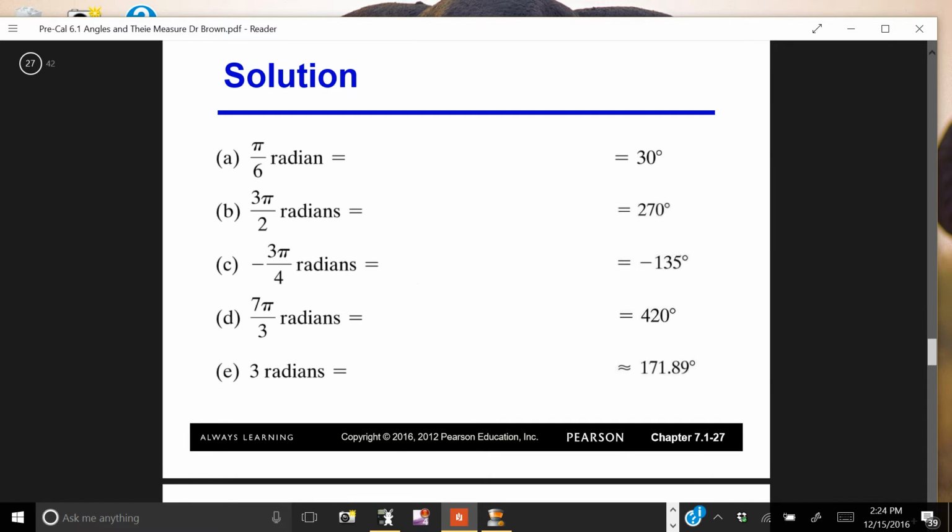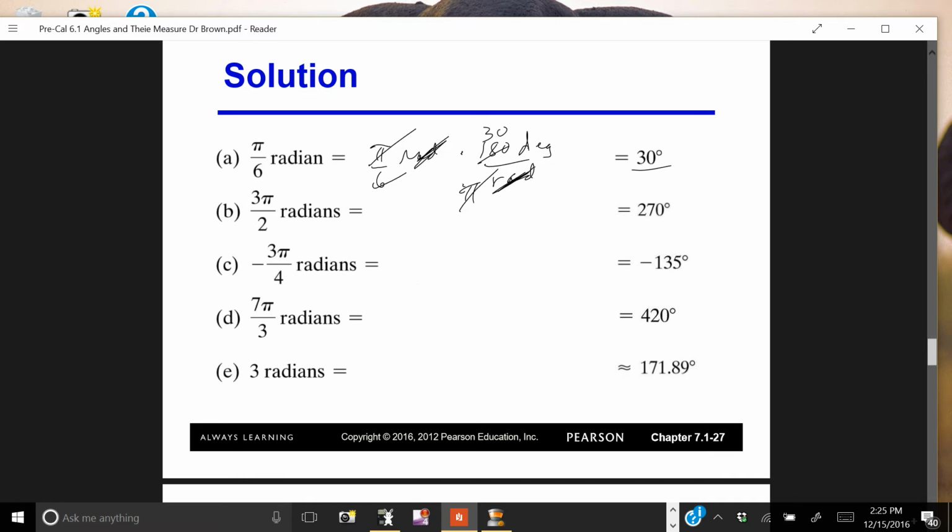So here we go. Pi over 6 radians is equal to pi over 6 radians times 180 degrees per pi radians. Notice our radians cancel. 6 goes into 180 30 times, and the pi's cancel, and we get 30 degrees.